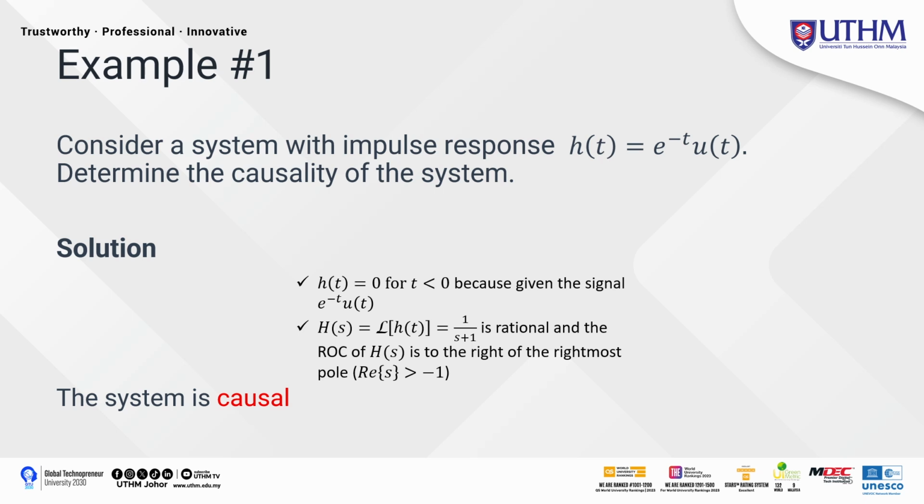Let's look at the example. Consider a system with impulse response h(t) equal to e to the power of negative t times u(t), where u(t) is the unit step function at t equals 0. Then determine the causality of the system.